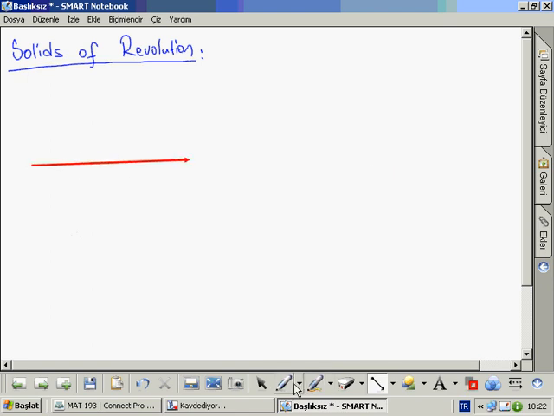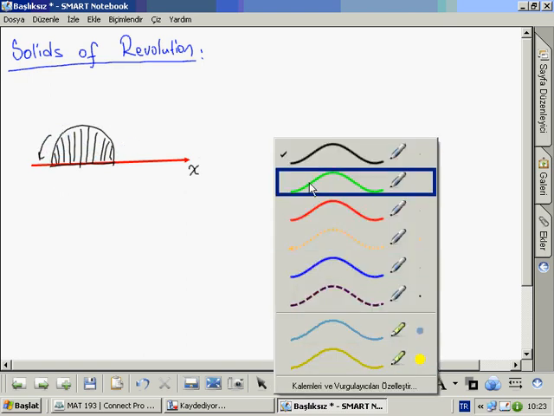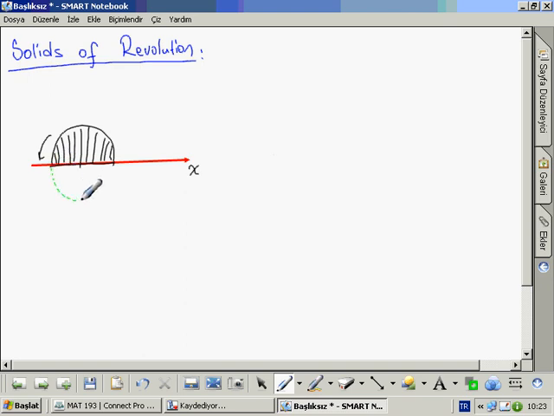Let me sketch it. This is a half disk, and let this axis be x. When you rotate this half disk about its diameter, as you see, you will obtain this three-dimensional ball. It can also be a right triangle rotated about one of its legs.